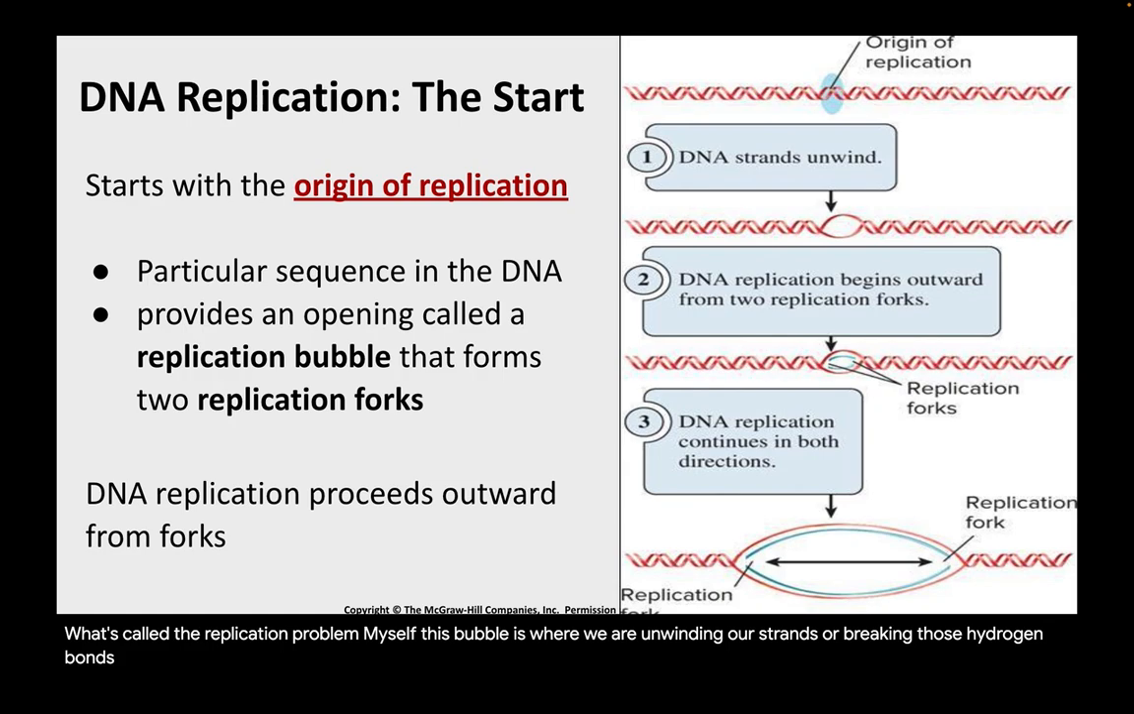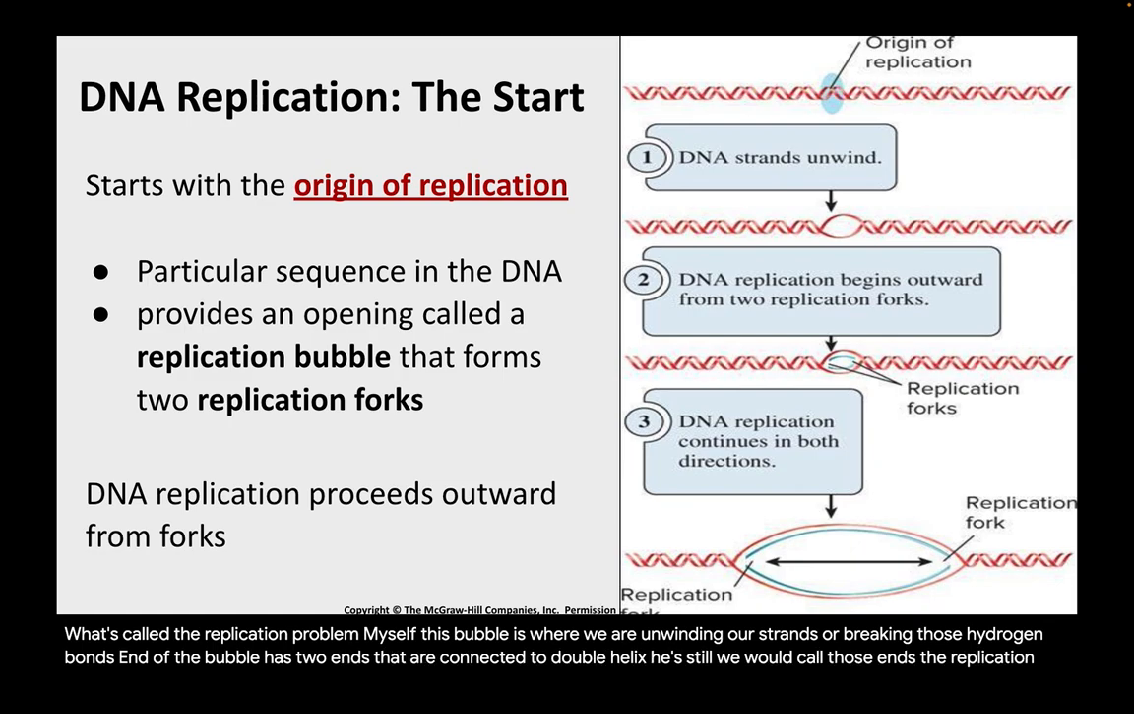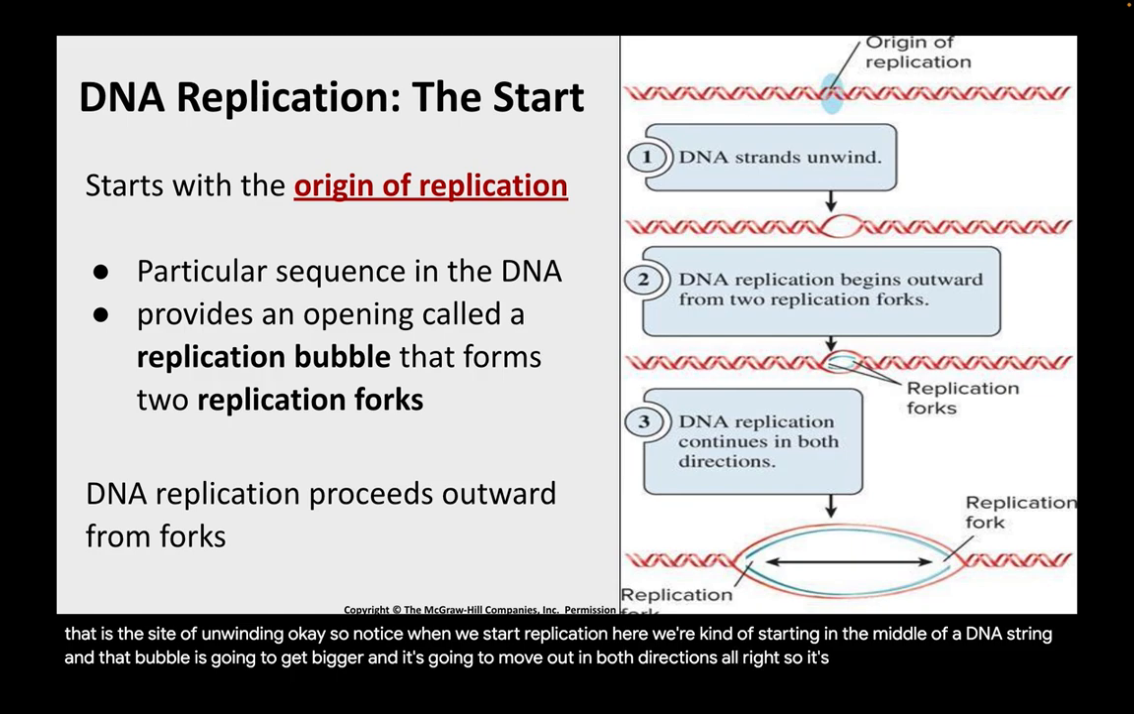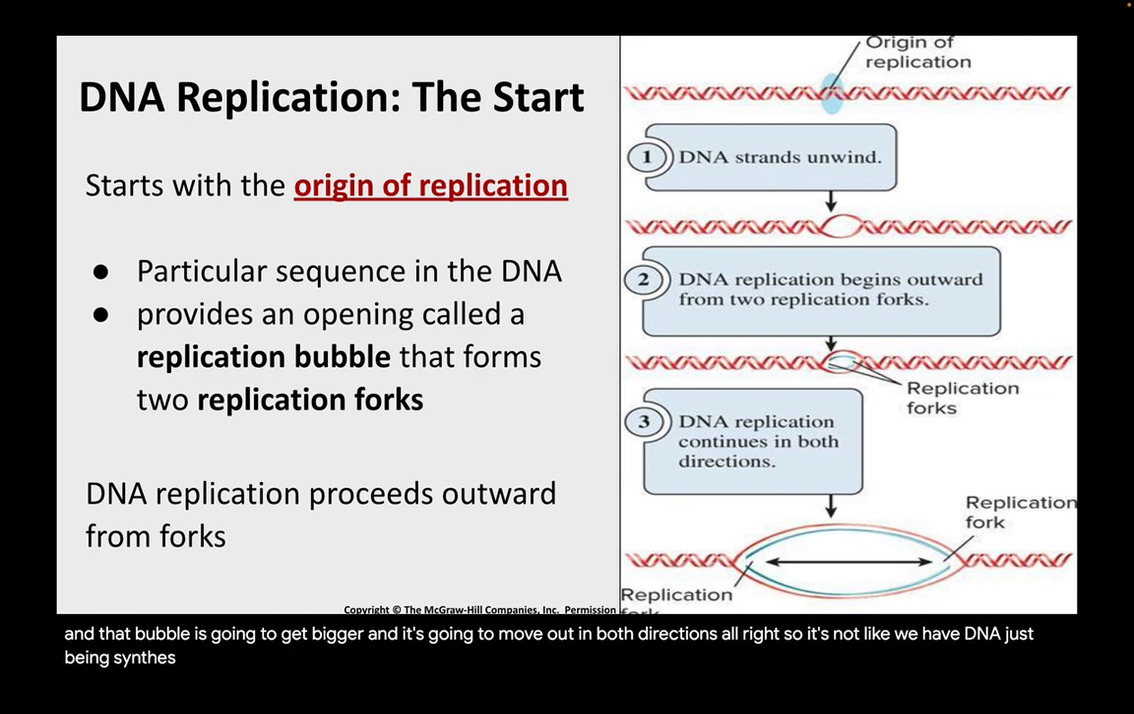Now at either end of the bubble, the bubble has two ends that are connected to double helixes still. We would call those ends the replication fork. So that is the site of unwinding. Notice when we start replication here, we're starting in the middle of a DNA strand, and that bubble is going to get bigger and move out in both directions. So it's not like we have DNA just being synthesized to the right or just to the left. Rather, it's both sides of that fork at the same time. So it's moving outwards.